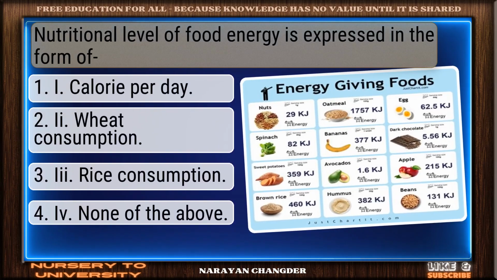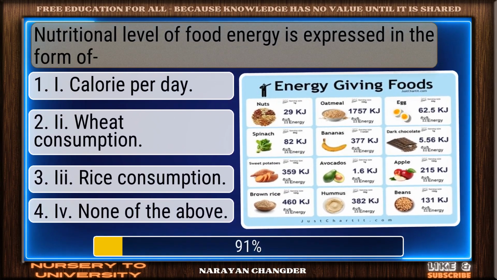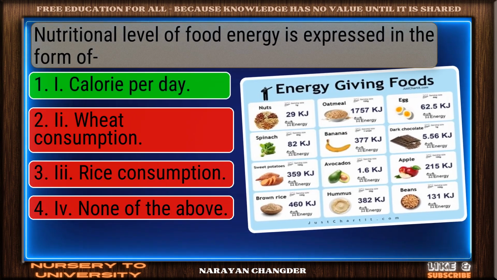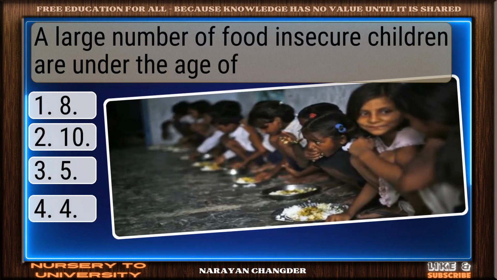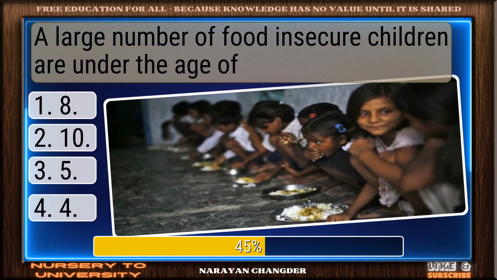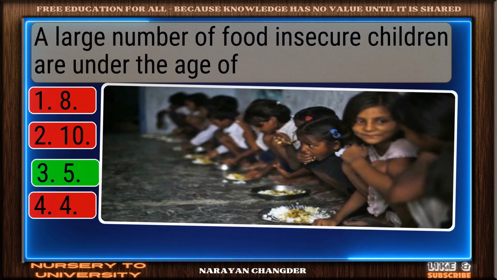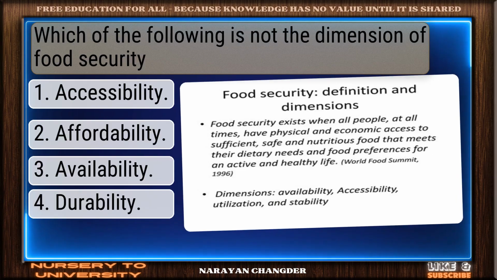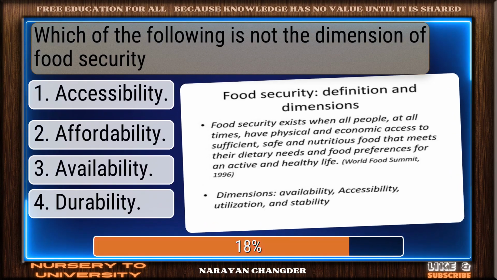Nutritional level of food energy is expressed in the form of. You got it. Your choice, calorie per day, is right. A large number of food insecure children are under the age of. Exactly. 5 makes sense, and it is right choice. Which of the following is not the dimension of food security?